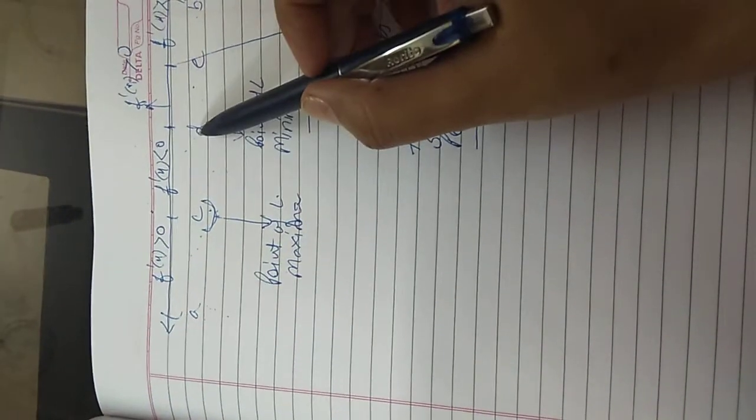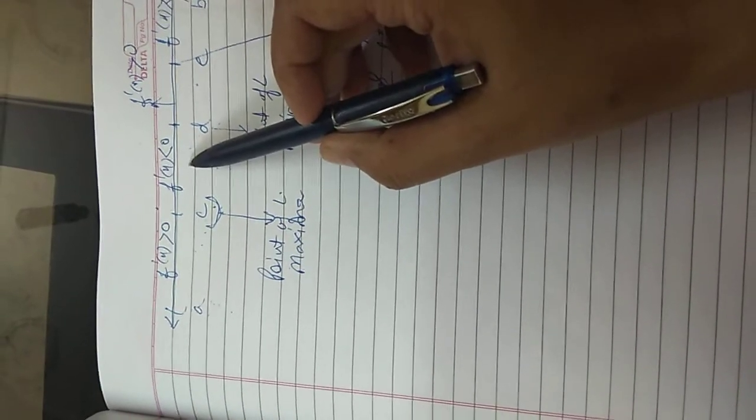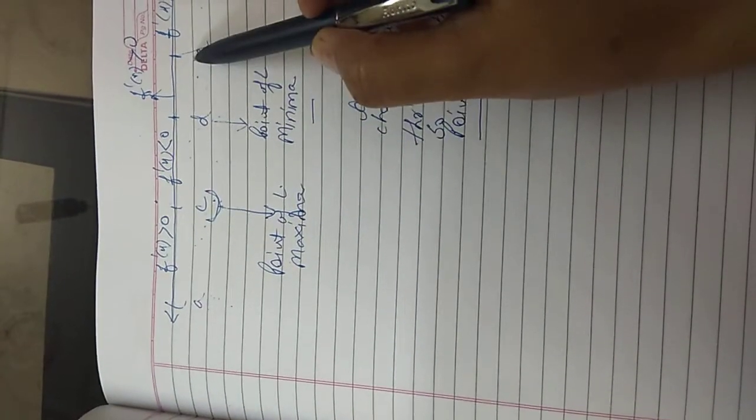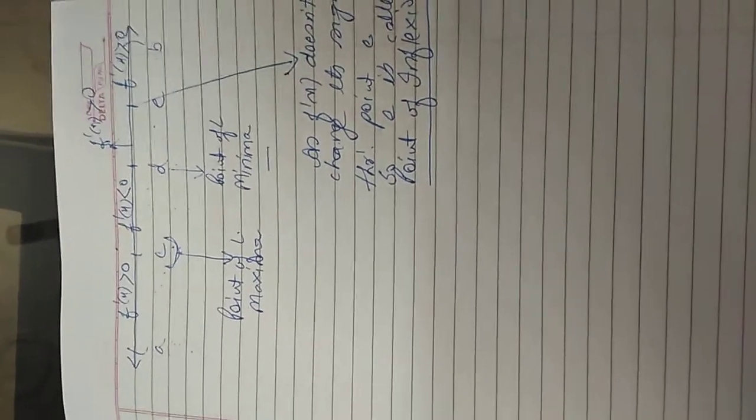Similarly, D point: if in the interval CD the function is decreasing and in the interval DE the function is increasing, that means D is the point of local minima. If you want to connect both the things, then this is how we will do. So this is our first derivative test, right?